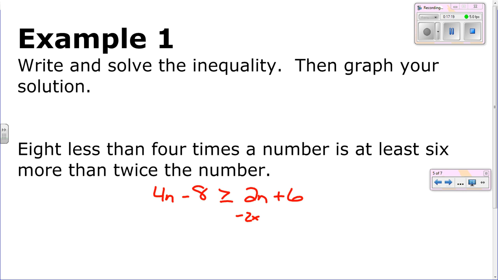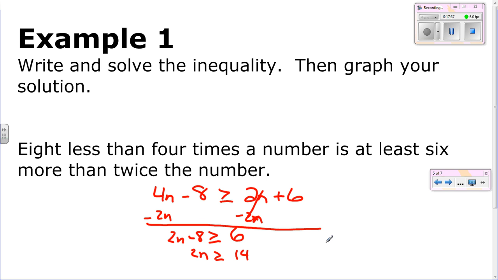Now we can solve it. Subtract 2n from both sides. It gives you 2n minus 8 is greater than or equal to 6. Add the 8 to both sides. You get 2n is greater than or equal to 14. Divide by 2. N is greater than or equal to 7. When we graph it, 0, 7, close circle, shade to the right. And that's it.